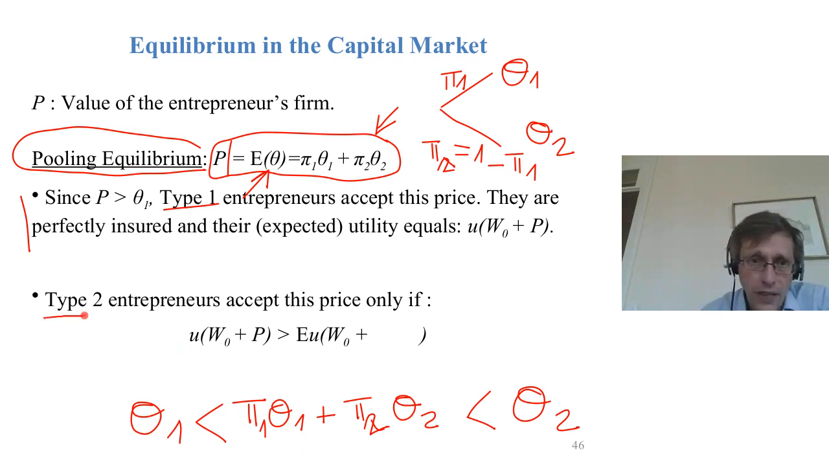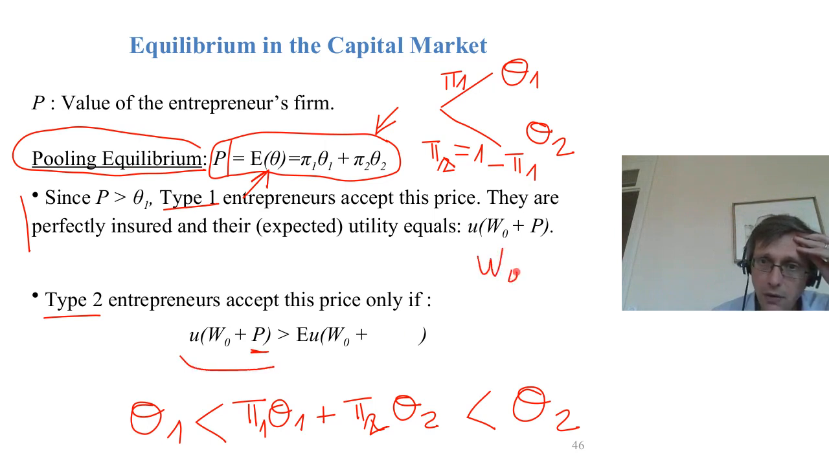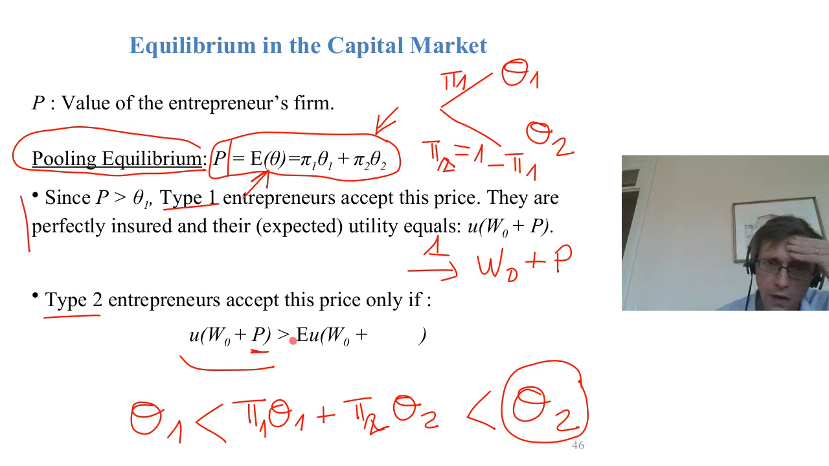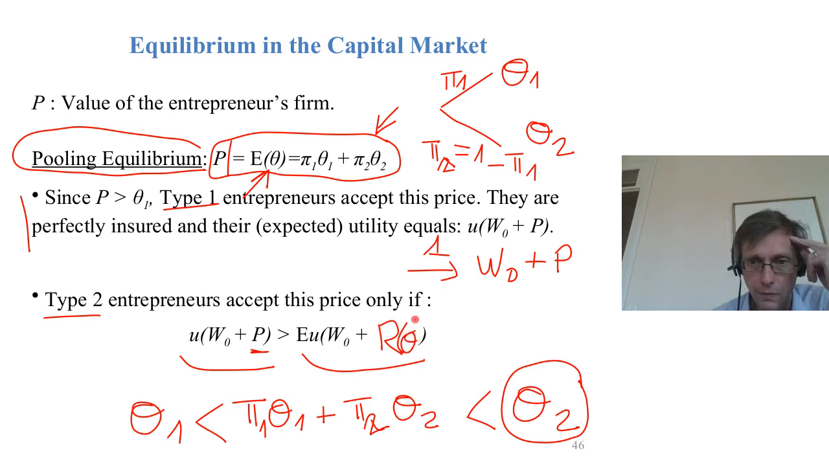What about if you are a type 2 entrepreneur? Well, now things are a little bit more complicated. Why? Because if you accept this price, you get rid of the risk. So you obtain W0 plus P with probability 1. But you see that P is strictly lower than the true value of your firm, and you know that. The other possibility for you is to refuse this price and to go through the project.